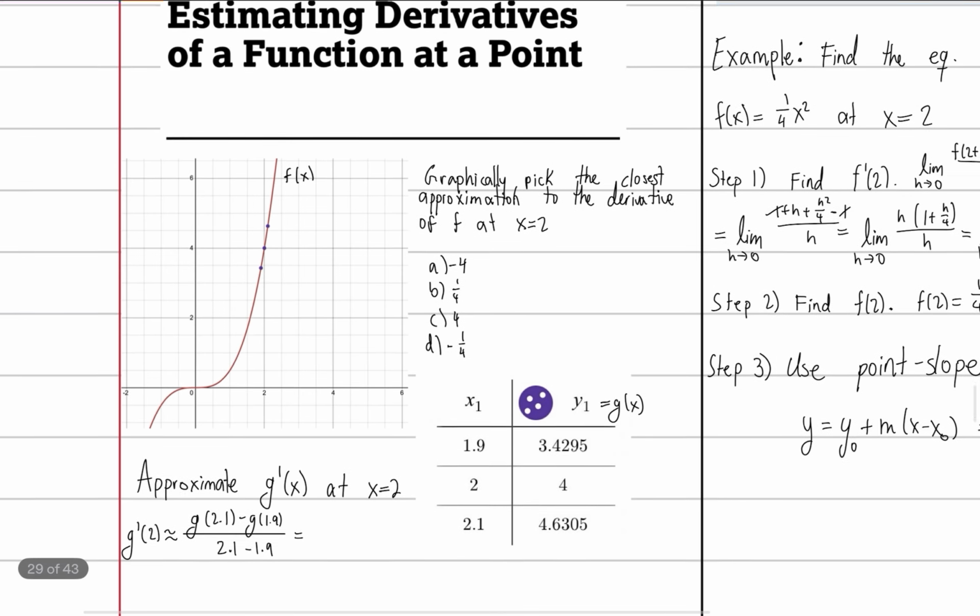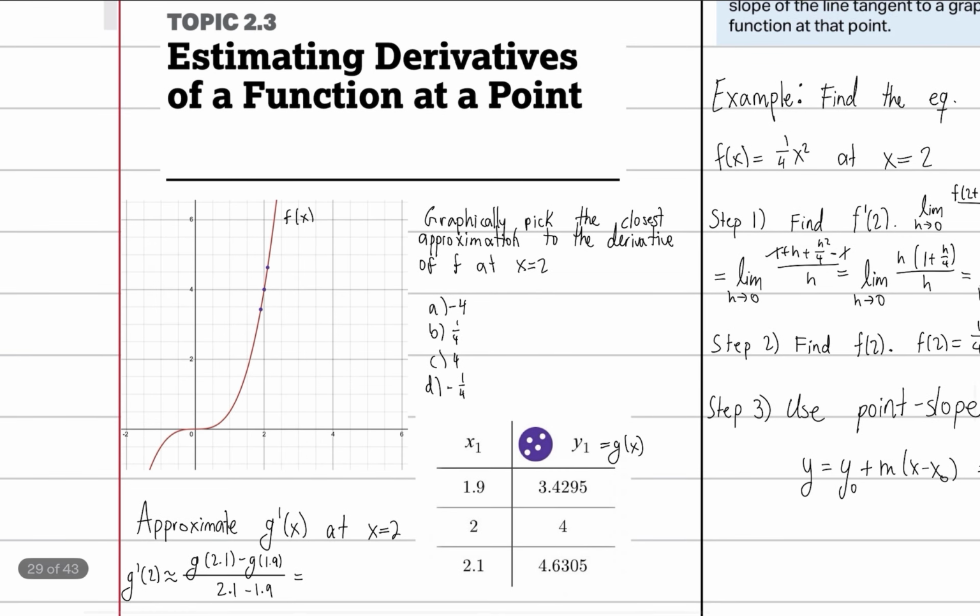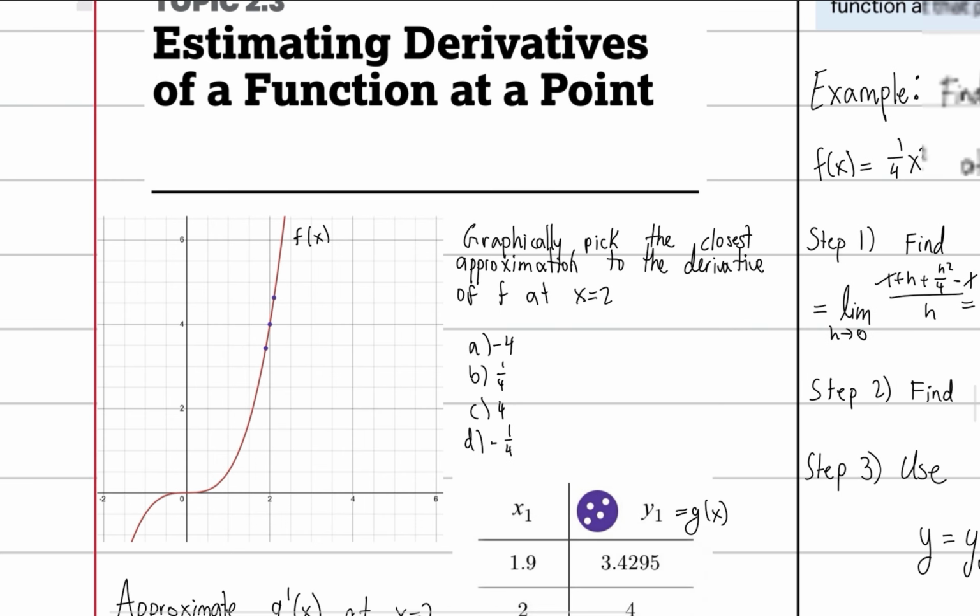Now, topic 2.3. This is, I think, the topic that I skipped before. Almost did again, but we're not going to do that. So you're going to be asked to estimate derivatives of a function at a point. Graphically, you could just pick the closest approximation to the derivative of f. Now, they're not going to ask you crazy hard problems. They're going to be super straightforward, like absurdly simple, because it's not going to be asking is it 2 or is it 2.5? It's going to be -4 or 1/4.